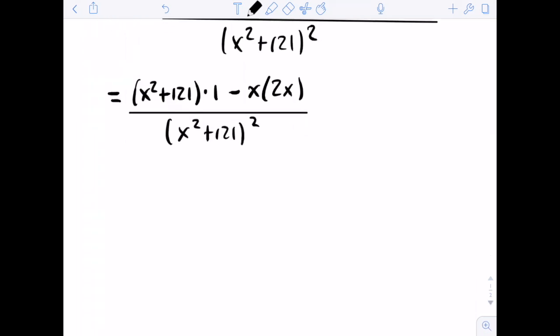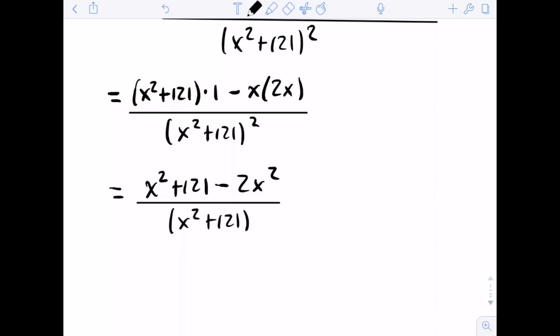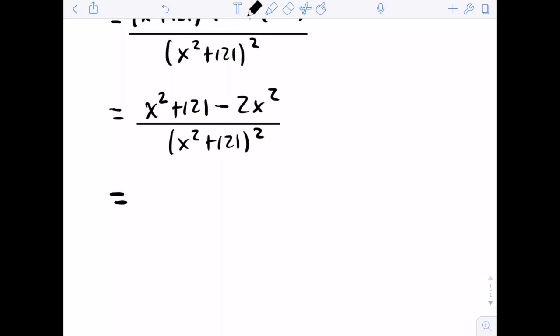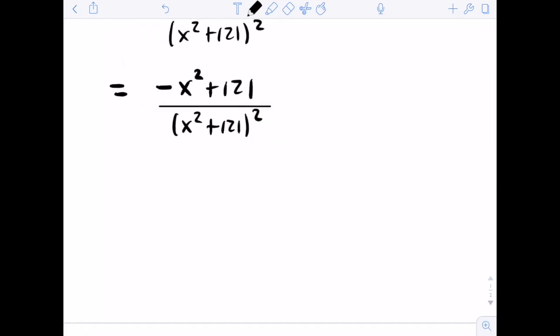We can simplify the top a little bit. So this is actually x squared plus 121 minus 2x squared, all over x squared plus 121 all squared. And then that simplifies to minus x squared plus 121 all divided by x squared plus 121 all squared. Okay, so now we have to figure out where this thing equals 0 and where it does not exist.